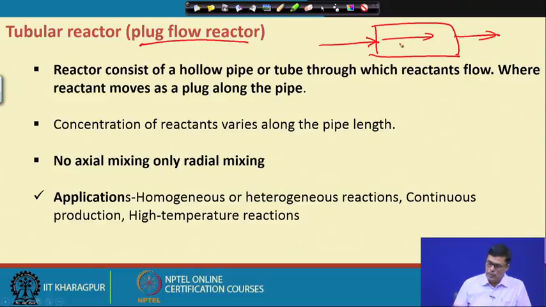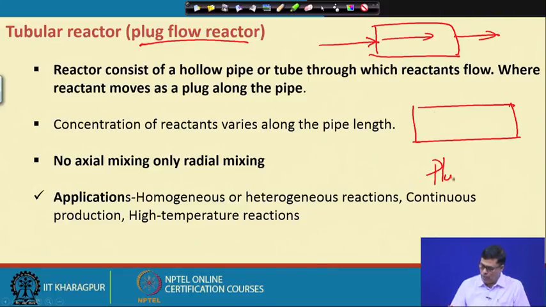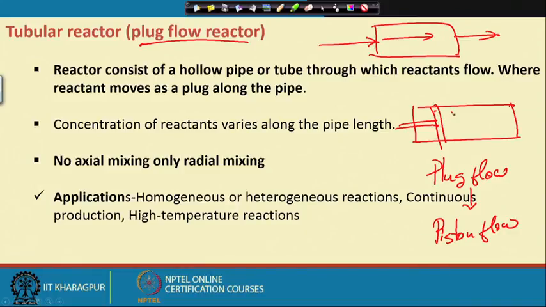Now, basically, the plug flow reactor means it is called plug flow, which is nothing but what we call piston flow. What is piston flow? Because we know if you have a piston, when you have a syringe and you push the shaft forward, then the liquid is moving.